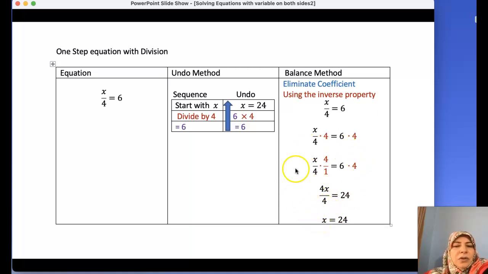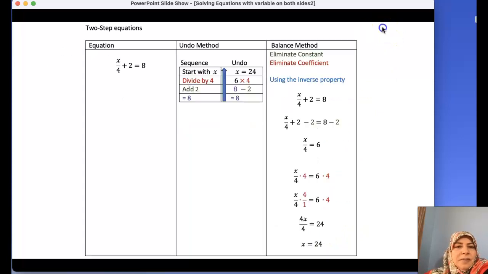I mean, you don't have to do all this work all the time, but I just want to be sure I show you why when you multiply by 4, it eliminates this number in the denominator, and we end up with x. So x equals 6 times 4, which is 24. Again, your goal is to get x by itself. You need to isolate the variable. Okay? So again, be sure you copy the balance method.